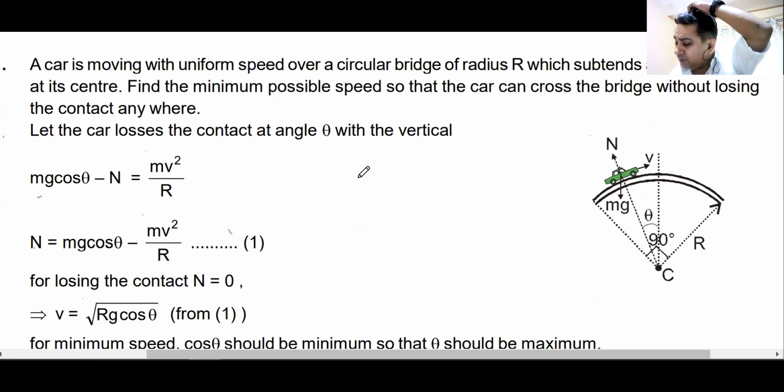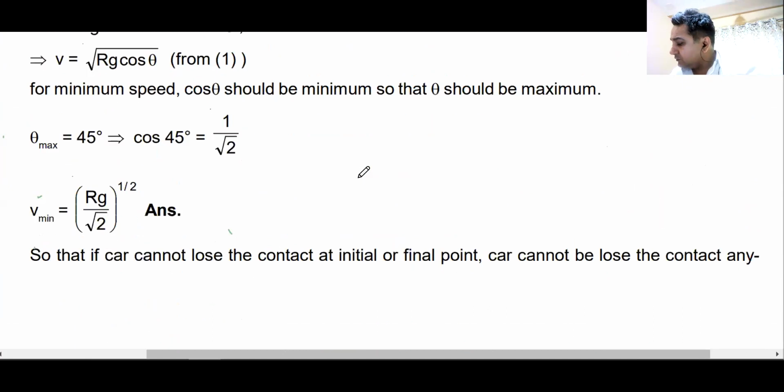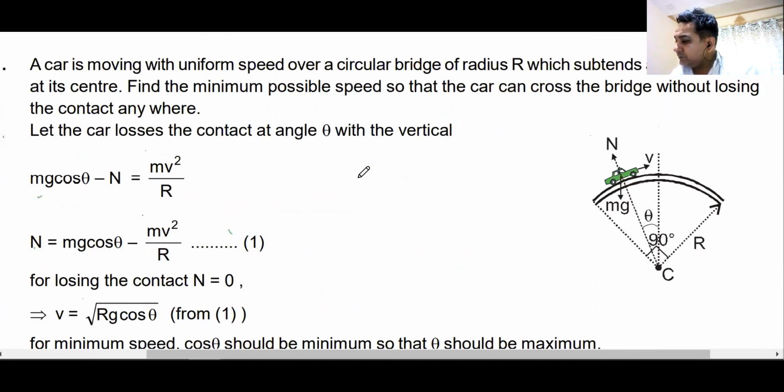Now you can solve this one as well. A car is moving with a uniform speed over a circular bridge of radius r which subtends an angle of 90 degrees at the center. Find the minimum possible speed so that the car can cross the bridge without losing contact anywhere. The car should not lose contact anywhere.